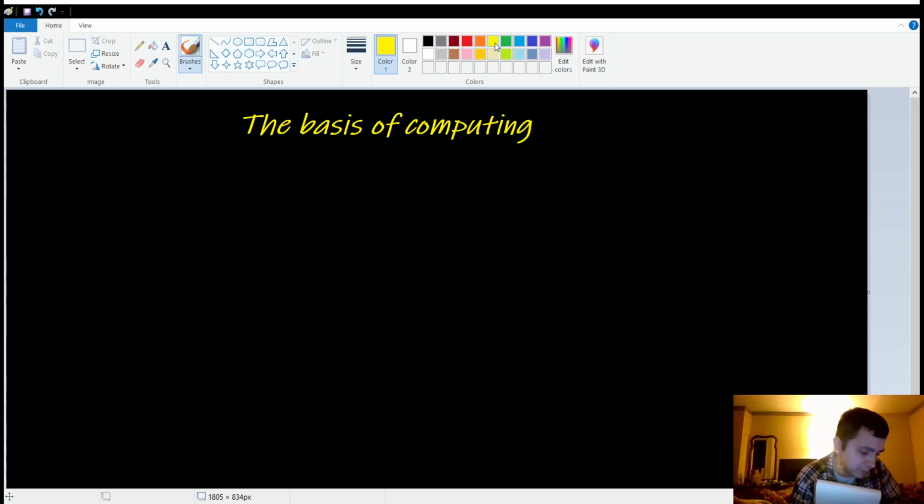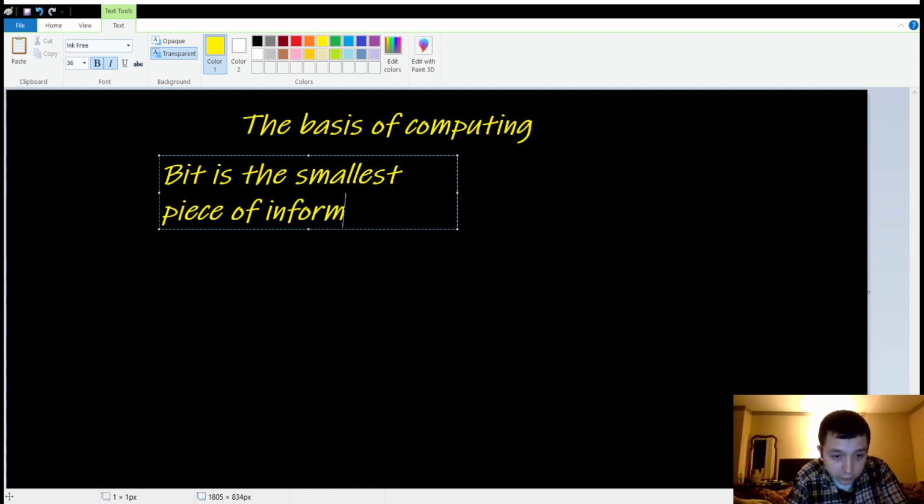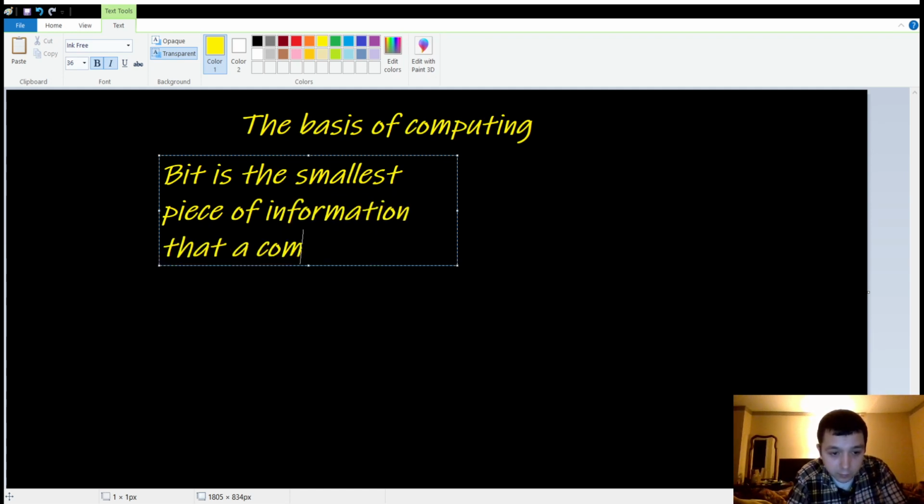Very kind of the basis on how computers even think and function. So the smallest piece of information that a computer can store is called a bit. It's the smallest piece of information that a computer can store.